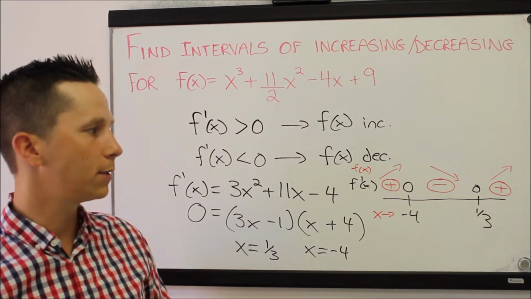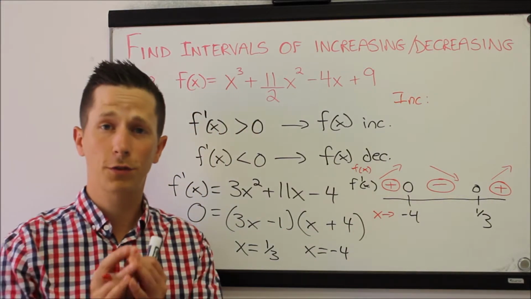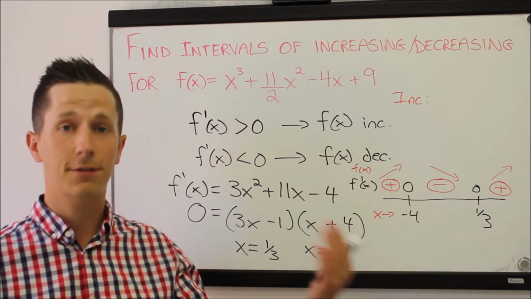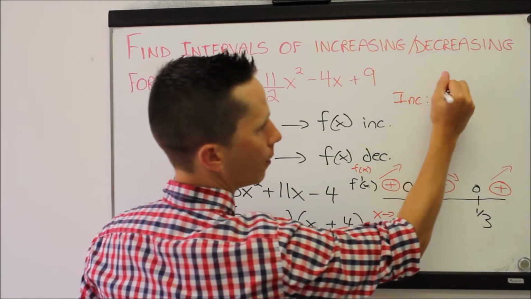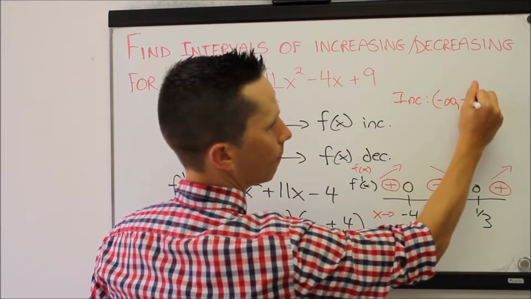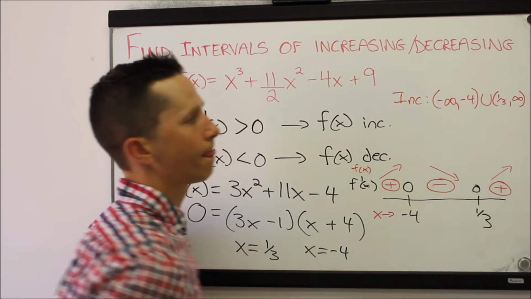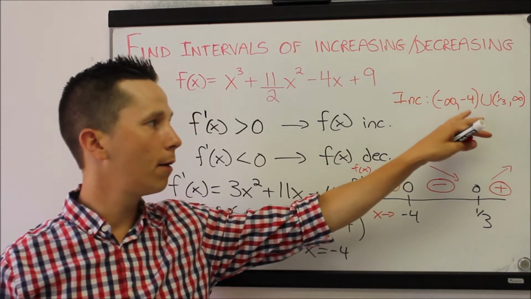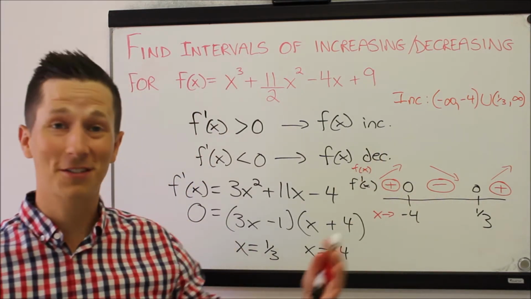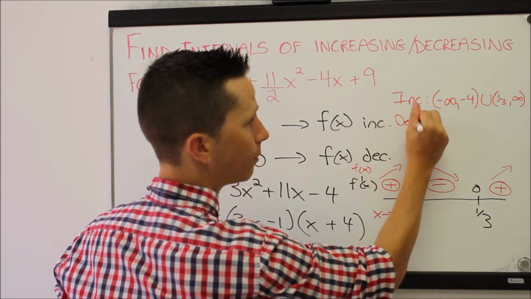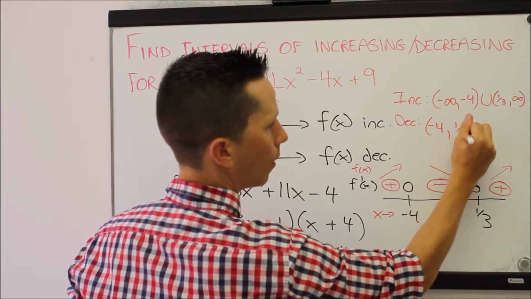Positive means increasing. Therefore, our increasing intervals, just to wrap up the question, when they say intervals, we want to list the x coordinates, or the x values over which it's increasing. So I know it's anywhere less than -4 and anywhere greater than 1/3. So I'm going to say -infinity to -4, union with 1/3 to infinity. And notice the round brackets around -4 and 1/3, because at -4 and 1/3, the first derivative is 0. It's not positive or negative. Vice versa, the decreasing is where the first derivative is negative, and that happens between -4 and 1/3.